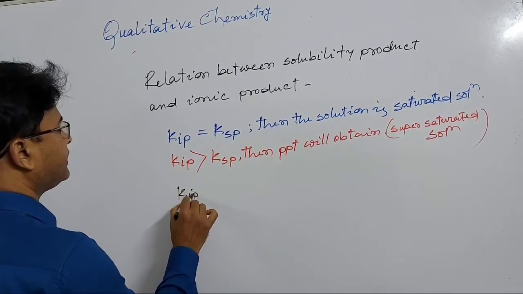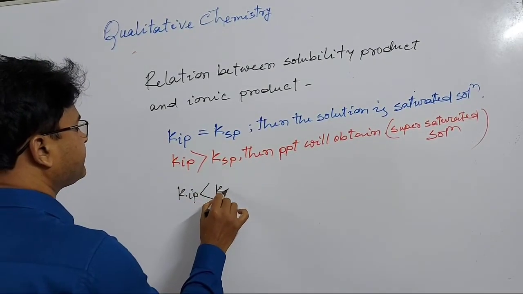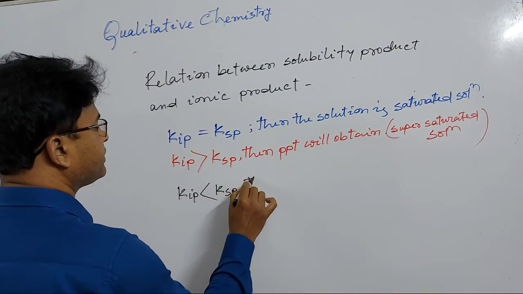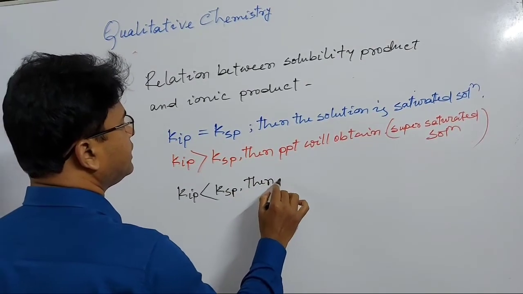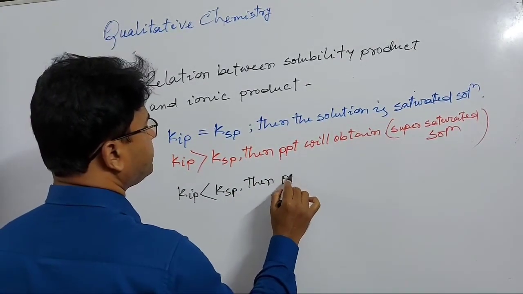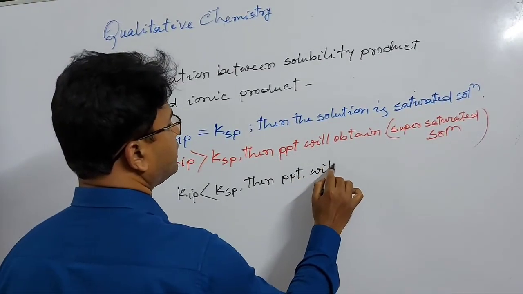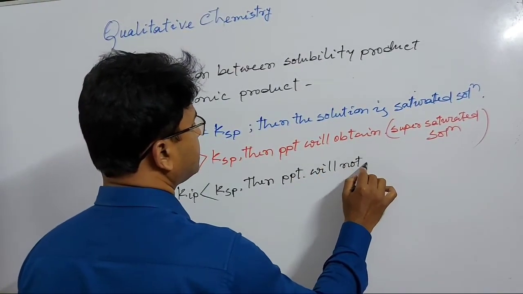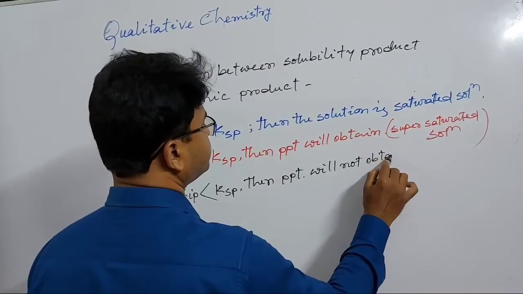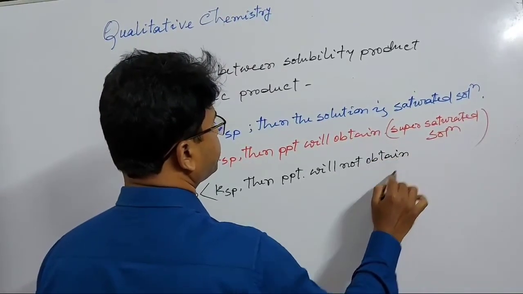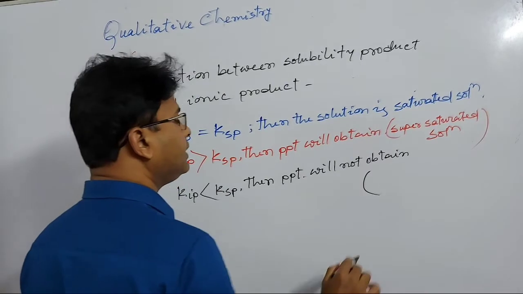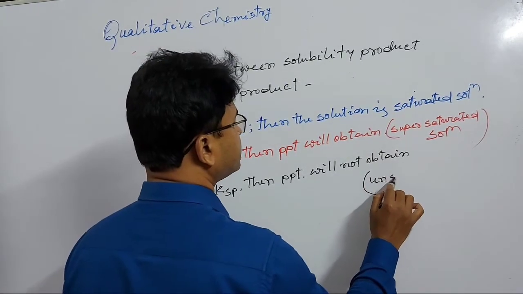If K_IP is less than K_SP, then precipitate will not be obtained. It will be an unsaturated solution.